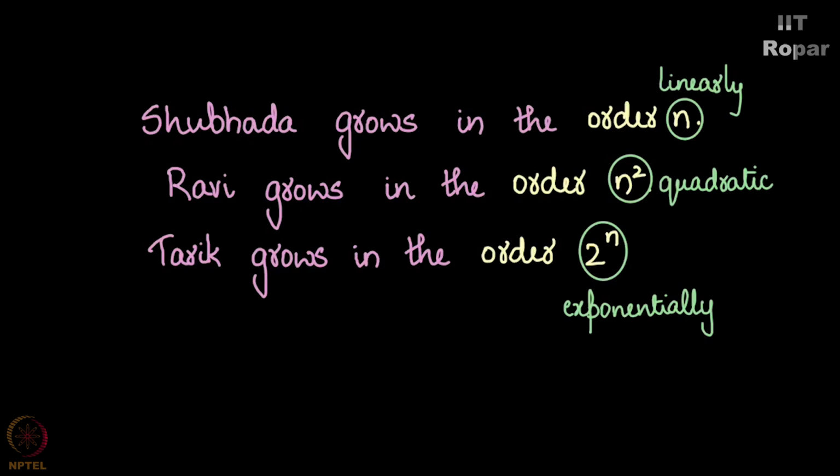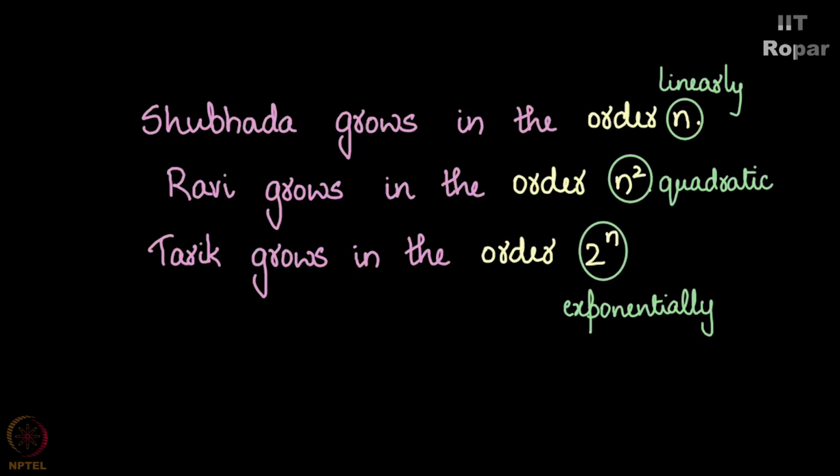Tariq grows exponentially. Exponentially means very quick. Things get doubled, you see. Although appearing slow in the beginning because of the constant sitting in front of Tariq, which is 1, 5 in front of Ravi, 50 in front of Shubhada, Tariq grows exponentially. So order of Shubhada is n, order of Ravi is n square, order of Tariq is 2 to the n. Underline this, get this straight. What matters the most is the function itself and not the constants.